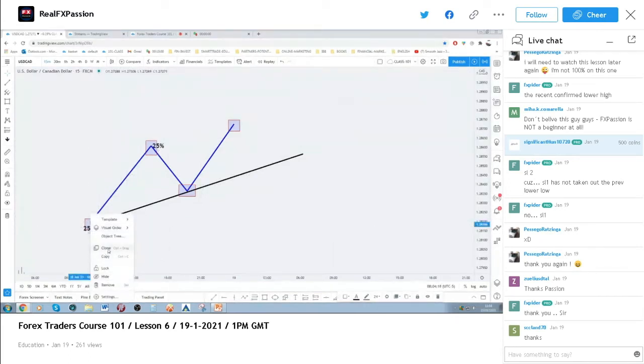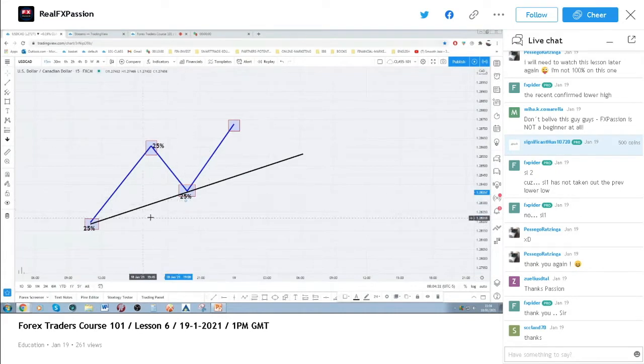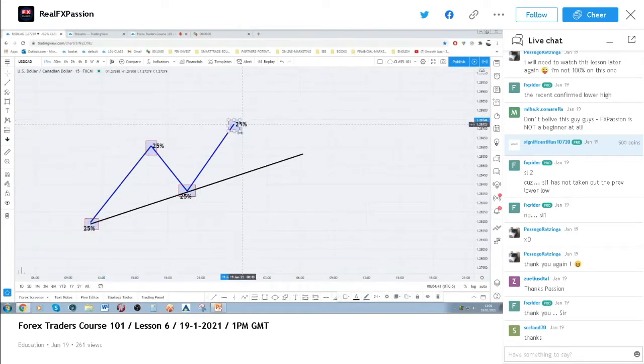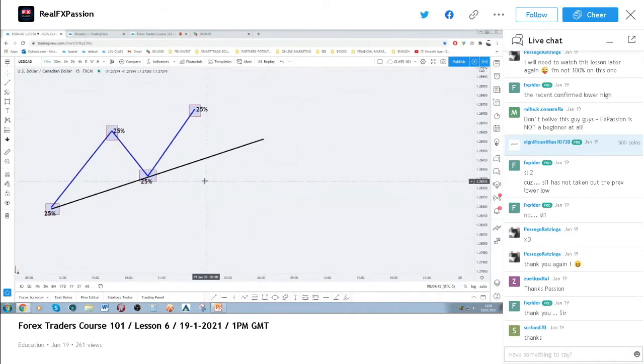Make sense? And clone one more time. When you have the second higher low, you have a 75% confirmed trend. Not the trade, the trend. And finally, one last time, clone. When the market makes a higher high, now we have a 100% confirmed trend. Make sense, everybody? So 25, 50, 75, 100.